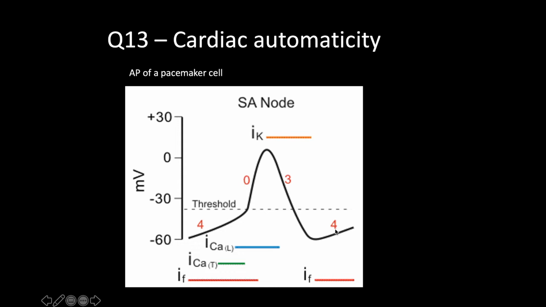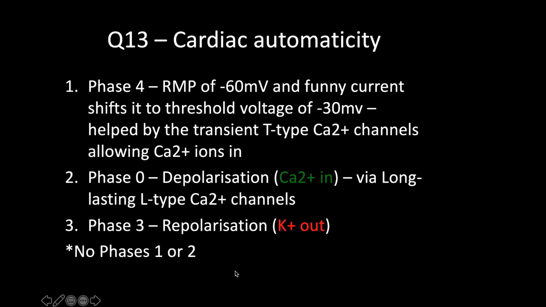Now this is the action potential graph of a pacemaker cell, as you can see here. So imagine we hit minus 65 millivolts, and these HCN channels, these hyperpolarization activated channels, get activated, and there's an influx of this funny current, which is sodium. Sodium is the funny current. And then it also gets helped by the transient T-type calcium channels. They have an influx of calcium, and that helps it reach the threshold. And we'll come to that in a minute. So phase four, again, is not really a resting membrane potential of minus 60, and the funny current shifts it to the threshold voltage of minus 30, helped by the transient T-type calcium channels.